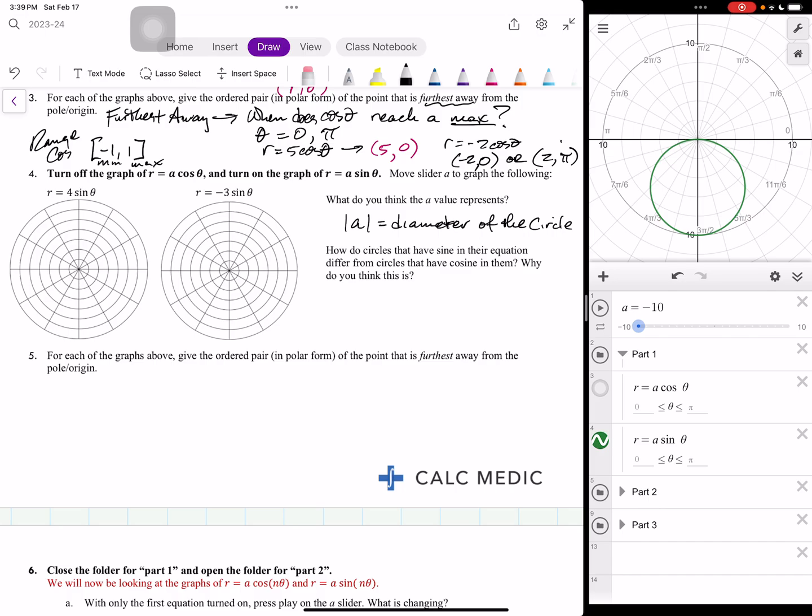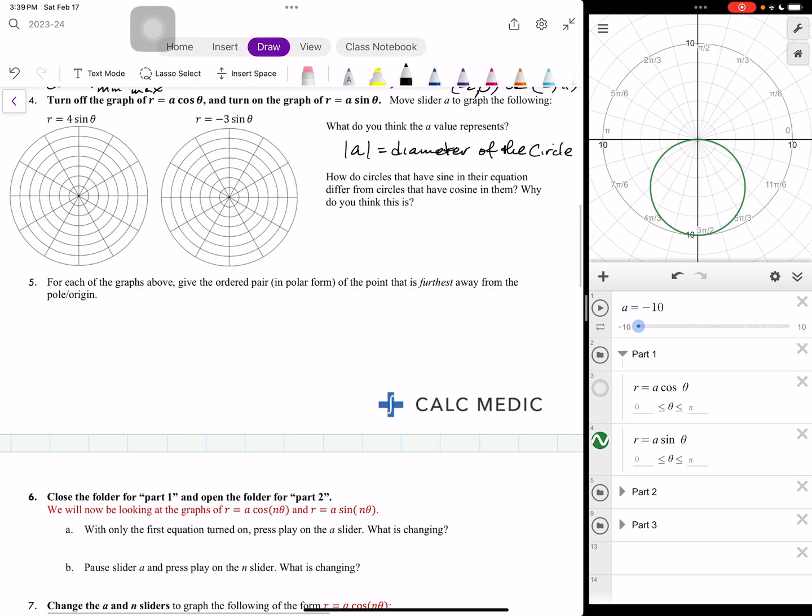And then it says, how do the circles that have sine in their equation differ from the circles that have cosine in them? Why do you think this? Both of these functions in number 4 have the sine function involved. These are symmetric about the y-axis. So let's make a note of that. They're both symmetric about the y-axis. That's the first thing. And then also a tells you if a is positive.